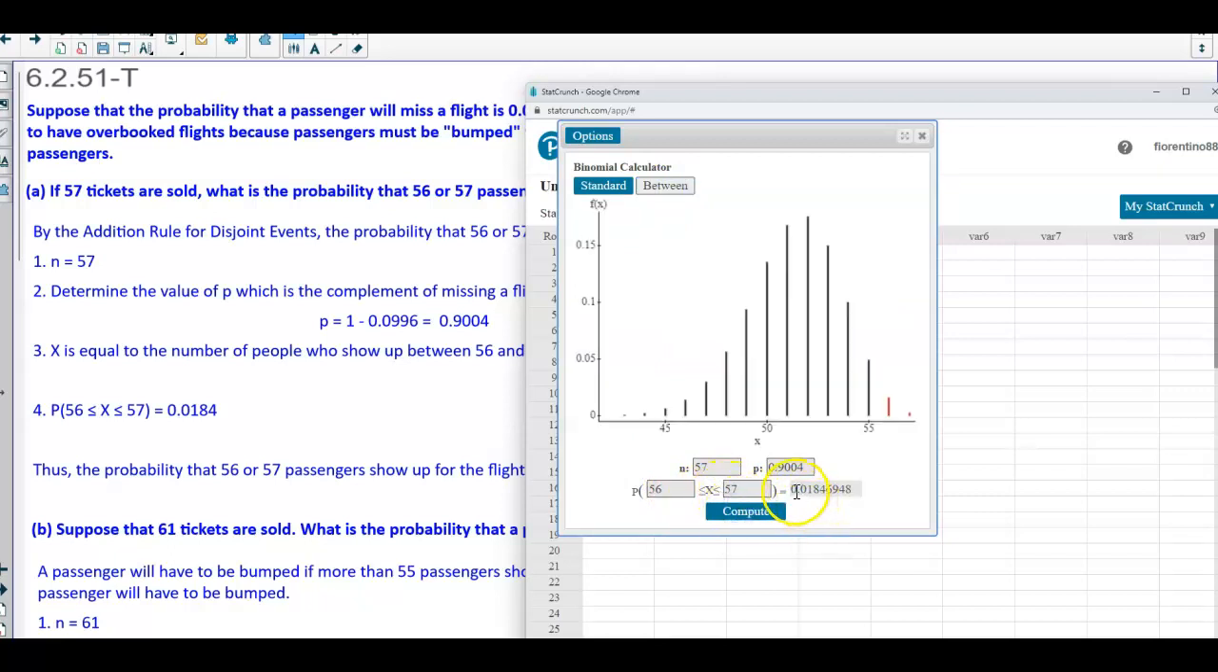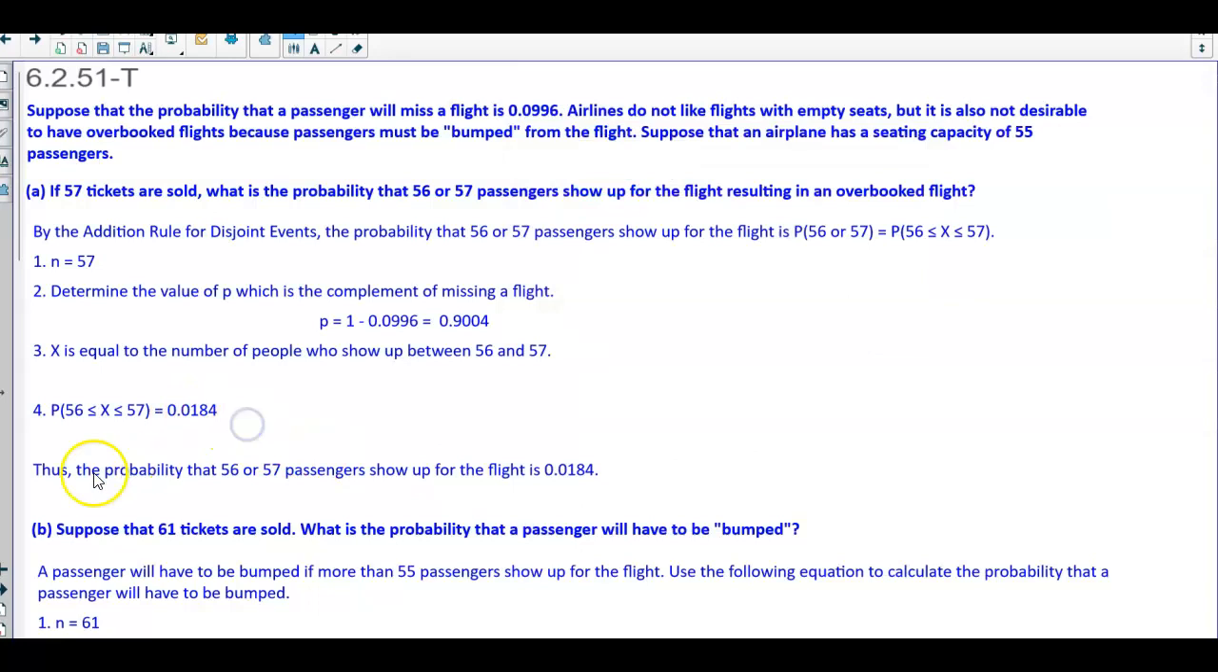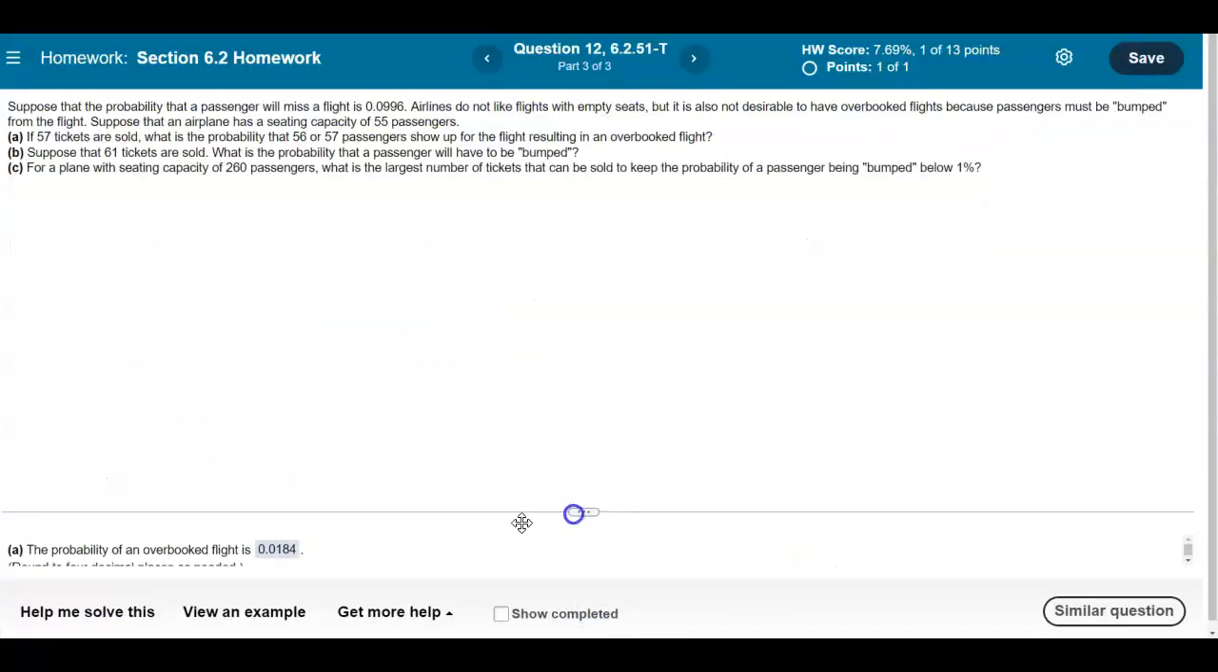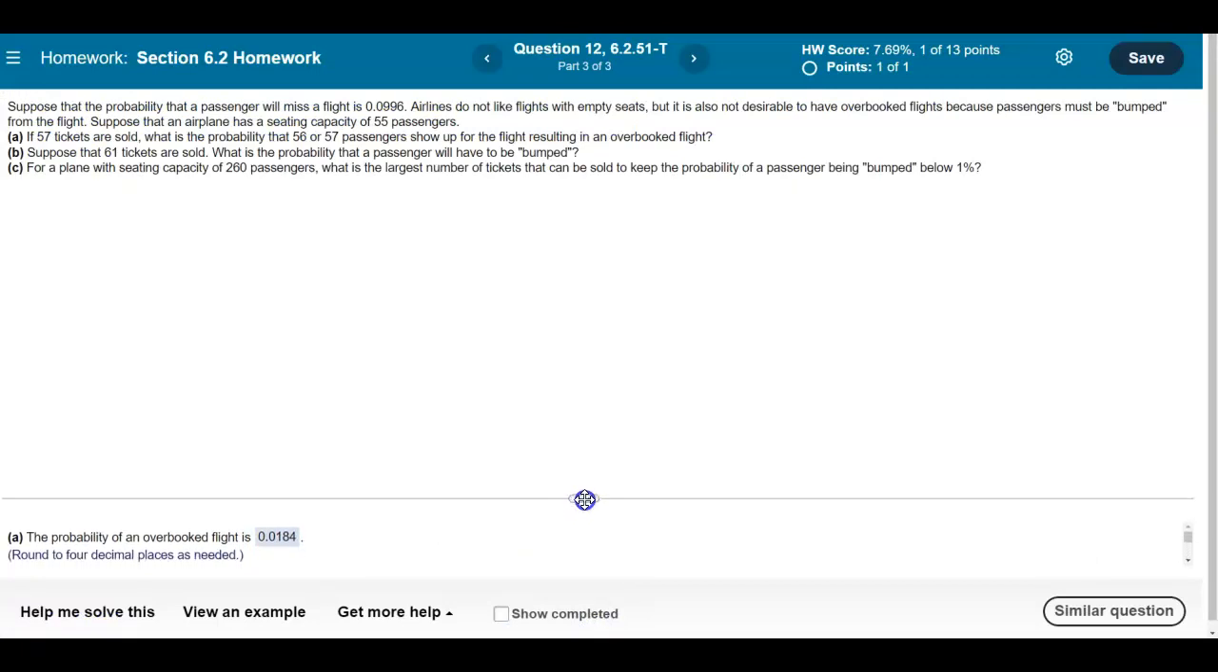And then you're going to see here is what we get for the probability rounded to 4 decimal places. It's going to be 0.0184. Thus, the probability that 56 or 57 passengers show up for the flight is 0.0184, which is about 1.84%. Now, looking at our result, you can see that we get 0.0184 for our answer.